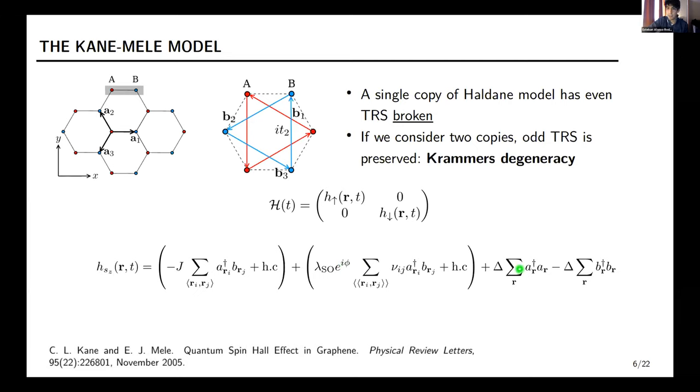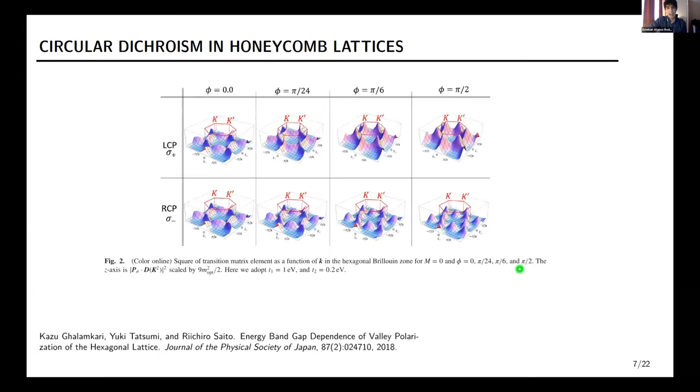And also, this is quite important, we will need the Semenov mass term. We will neglect any Rashba term just to simplify the numerical implementation of the device that we will use. Another special feature that we will need is the circular dichroism in honeycomb lattices.